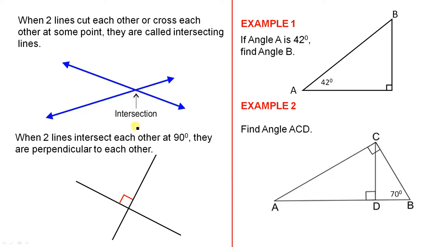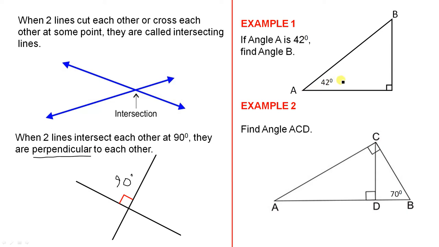When two lines intersect each other at 90 degrees, they are perpendicular to each other. So these two lines here, they cross each other, but that is a right angle or 90 degrees. Because that is 90 degrees, I'll just try and do that as neatly as I can. There's 90 degrees there. So when that's the case, we use the word perpendicular.